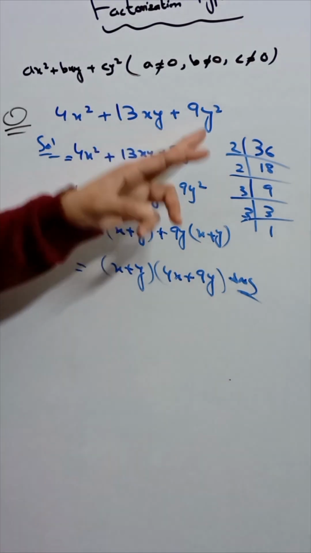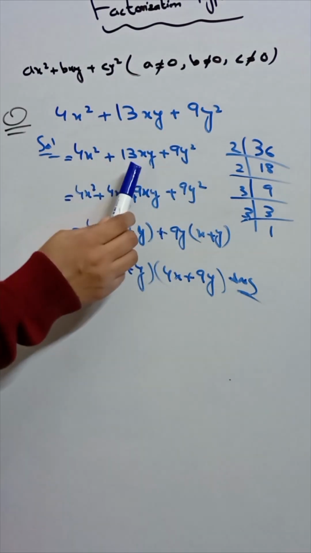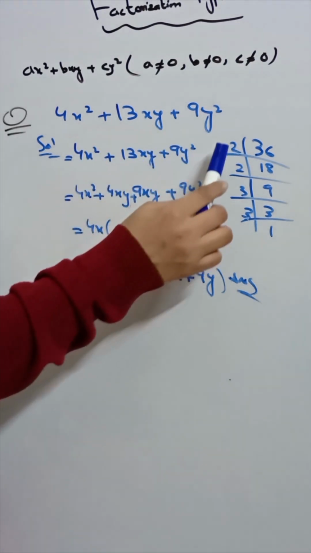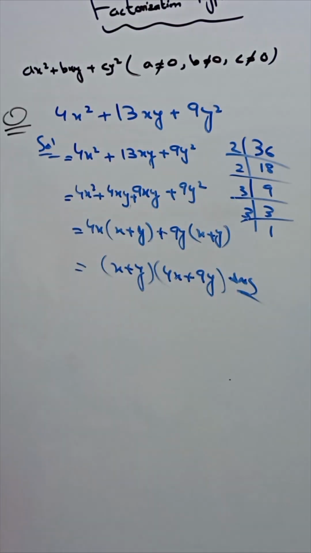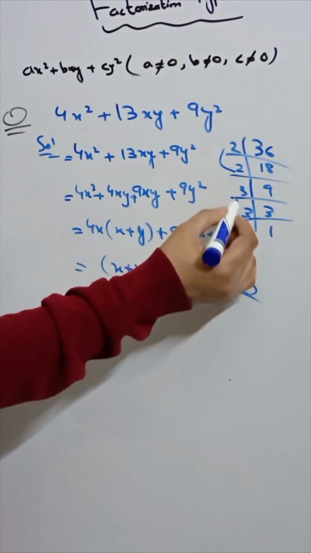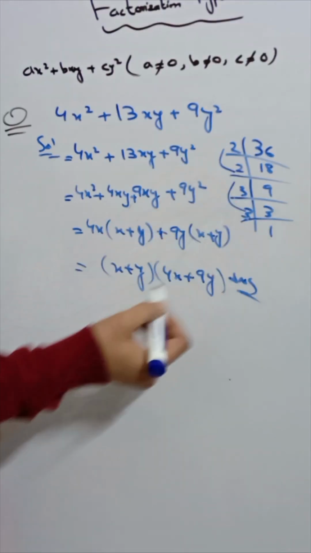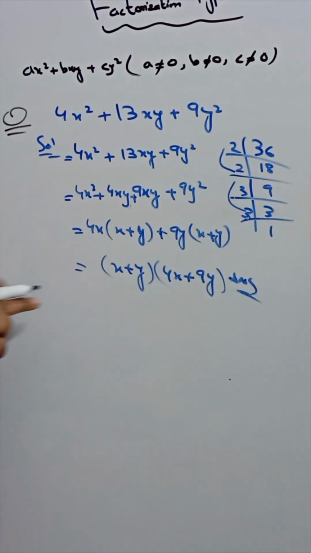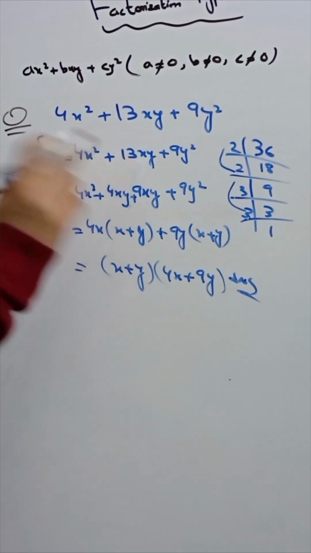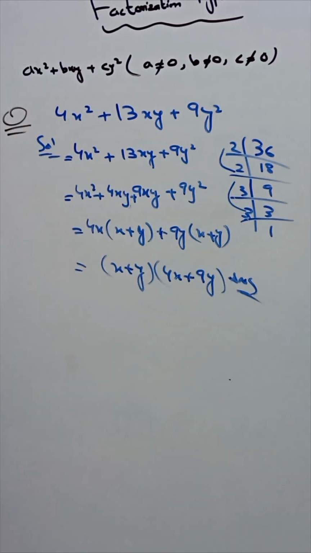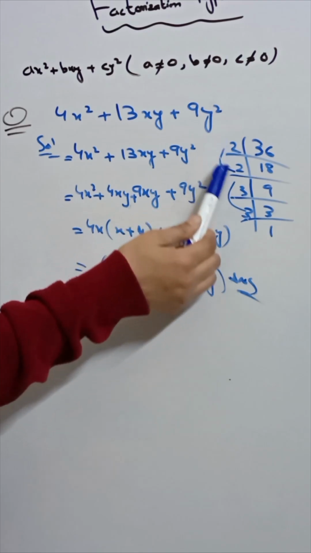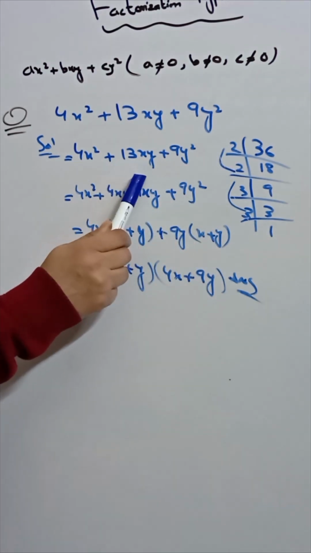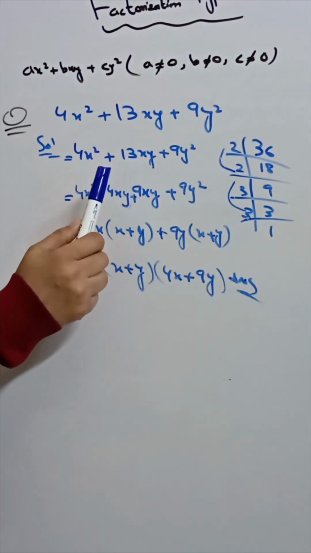Now we have to make pairs. We need the midterm 13xy. By adding or subtracting these factors, I need 13xy. 4 twos are 8, 3 threes are 9. I can easily make 4xy plus 9xy. 4 plus 9, what does it become? 13. You got it? I have done nothing special. I have just made pairs of it to get my required number, that is 13xy.